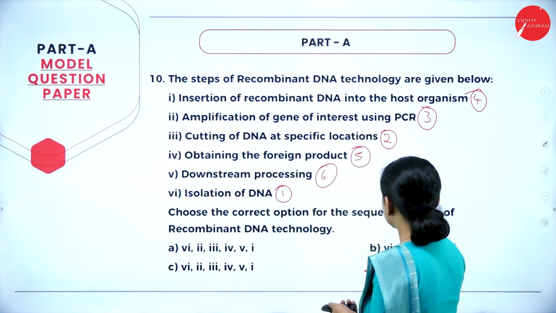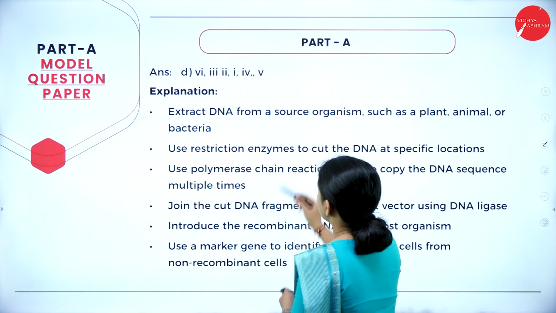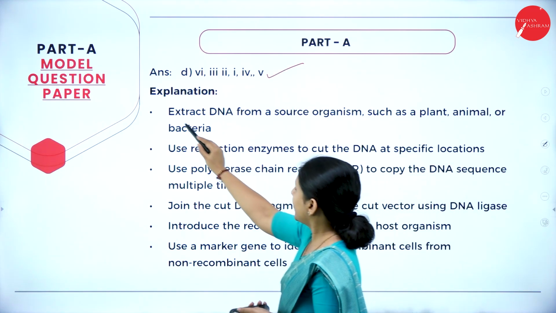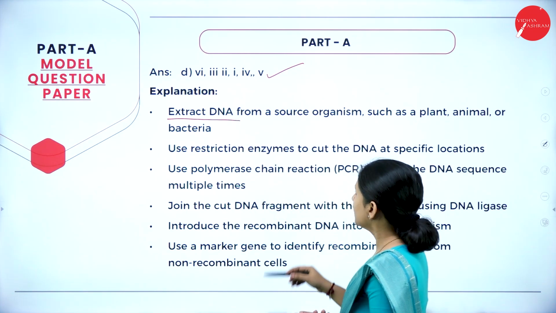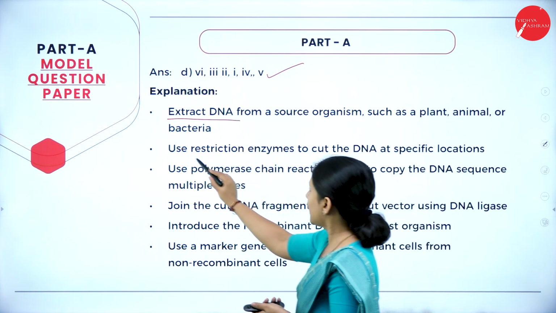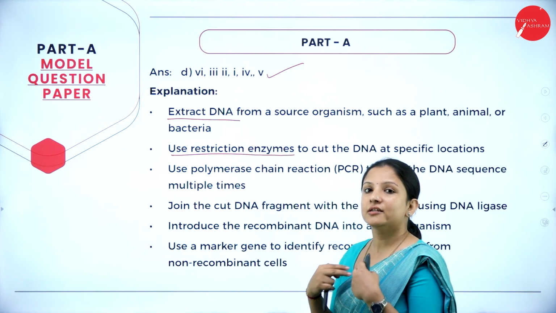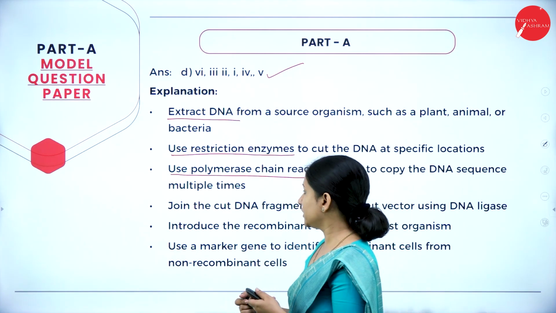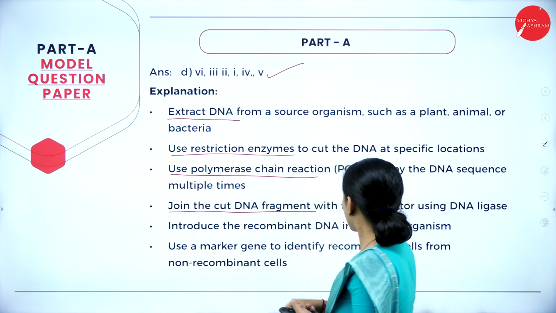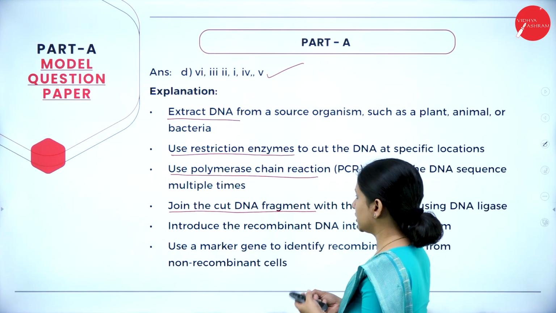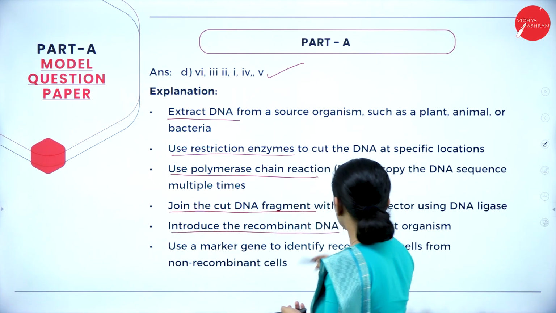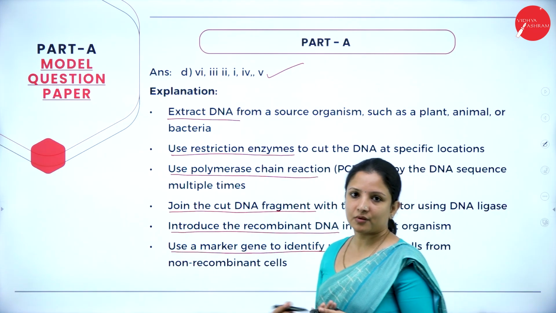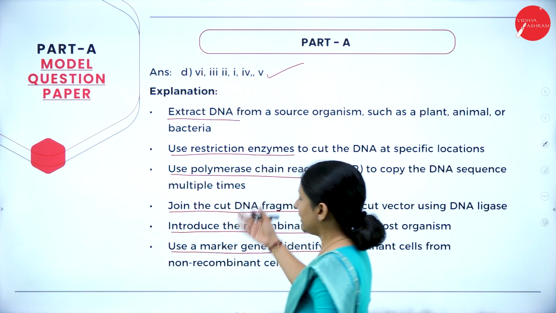So, therefore, option D is the correct option here. So, option D is the right option. This is the explanation for that: first, extraction of the DNA from a source organism, then use certain restriction enzymes to cut the DNA at specific points to isolate the gene of our interest. After that, using polymerase chain reaction to multiply that copy of the DNA, then joining the cut DNA fragment into the vector, that is into the foreign organism, then introducing the recombinant DNA into a host organism, and then using a marker gene to identify recombinant DNA cells from non-recombinant DNA. So, all this is the explanation.